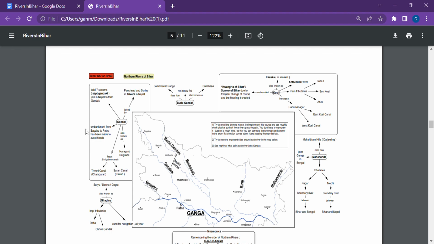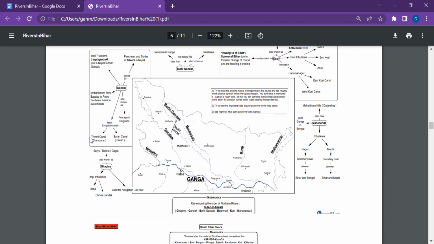Okay, an embankment from Bagha to Patna has been made to avoid floods. Earlier, the Gandak used to create a lot of problems by bringing floods in this region. But with the progress of time, we have built an embankment on the bank of the Gandak River, and it's quite a long embankment, right from Bagha to Patna. And since the formation of this embankment, we can see that the region surrounding the Gandak is no longer prone to floods.